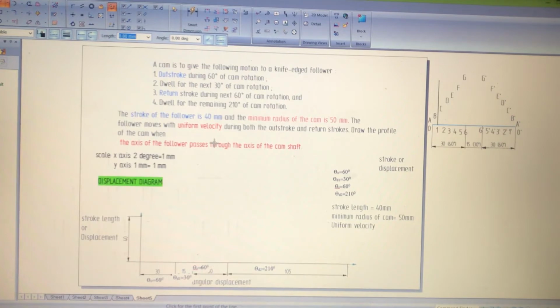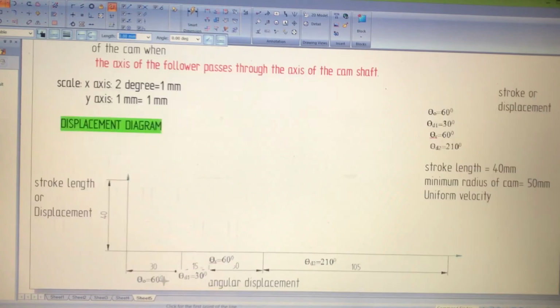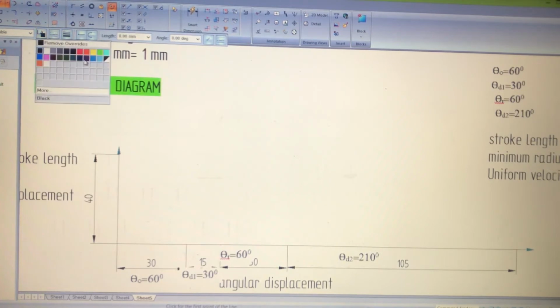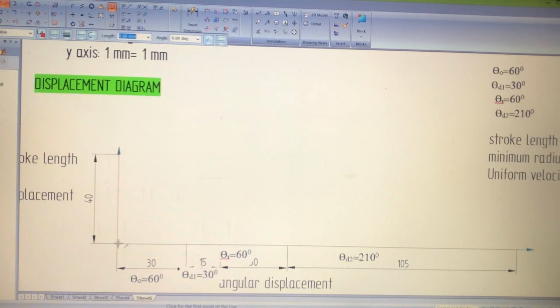If the velocity is constant, the change in displacement with respect to time should be a constant value, or else it should increase linearly. Displacement should increase linearly. Based on that, we need to draw the displacement diagram. So I need to divide this 30 mm into 6 equal parts for the angle of rise, I'll divide this into 6 equal parts, that is 5 mm each.